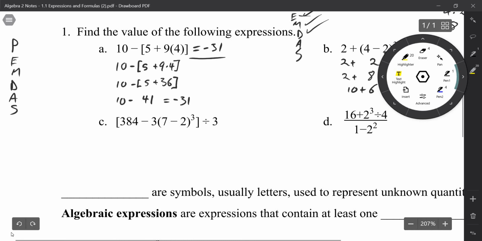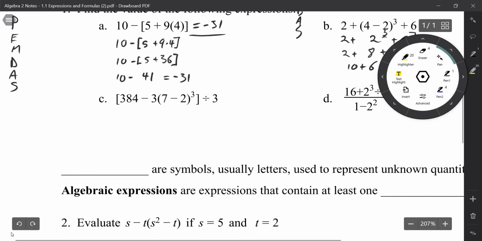All right. This one has 2 sets of parentheses again. We've got a small set and a slightly larger set. So again, we're going to work from the inside out. So first we're looking at that 7 minus 2, this set of parentheses right here. That's going to give us 5. Let's raise to the third, and there's a 3 out front. Let's bring everything else down now. 384 minus, there's a bracket here, divided by 3.